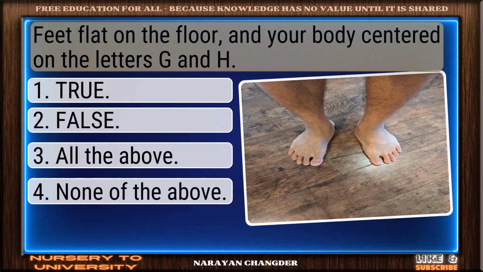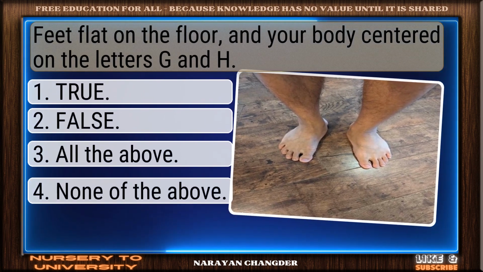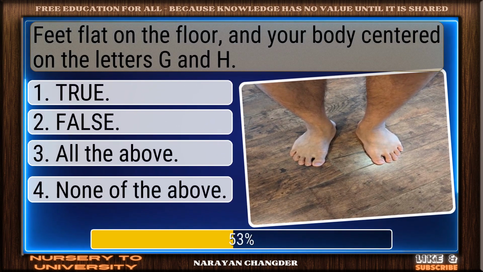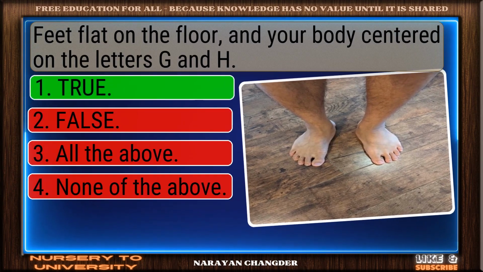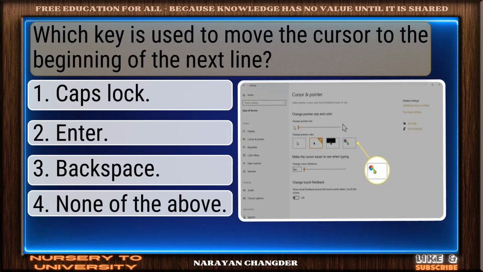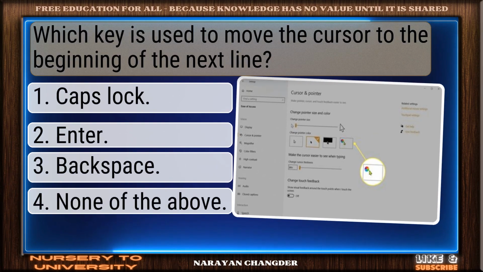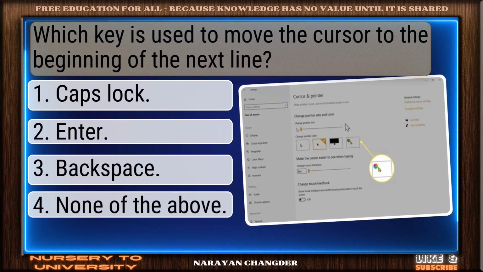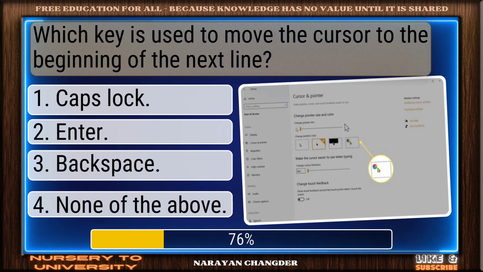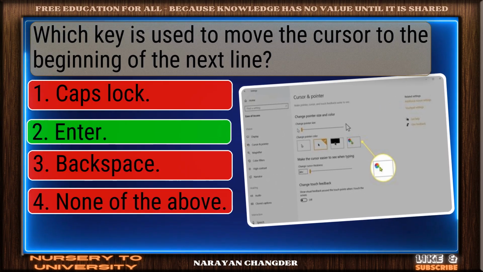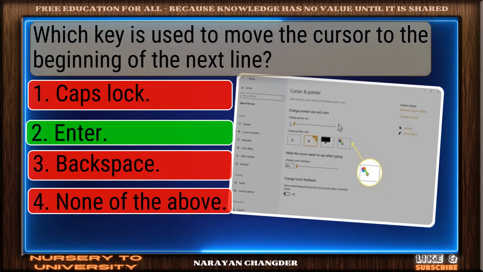Feet flat on the floor and your body centered on the letters G and H. Well done. True is the right choice. Which key is used to move the cursor to the beginning of the next line? Sharp thinking. Enter is the right choice.